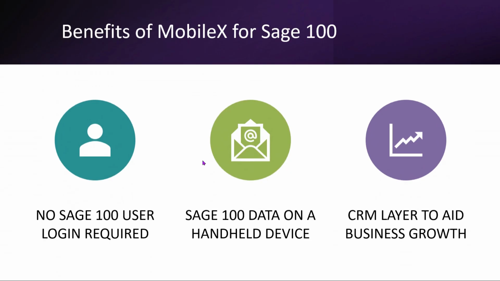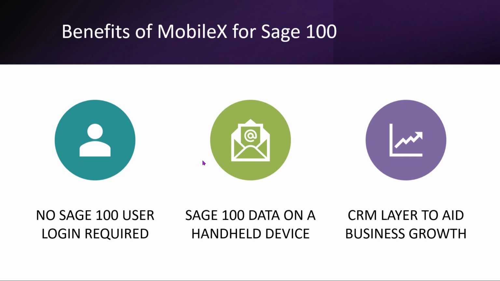So, overall benefits of MobileX for Sage 100. You don't have to purchase a Sage 100 user license from Sage to be able to view this data. You just need a license for MobileX for Sage 100. Obviously, the benefit hugely is having access to all of that information on your handheld device without having to call back to base, and it's updated as regularly as you need it to be using the Data Islands data handling tool that we have. And then finally, that third CRM layer has been put in there to aid business growth and just to help with that 360-degree view of customers.